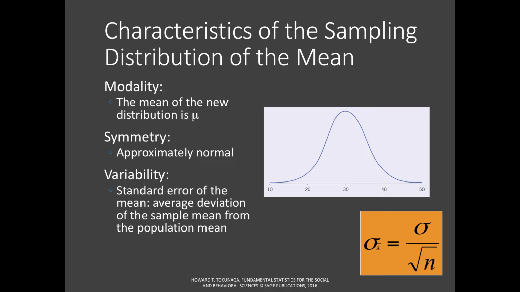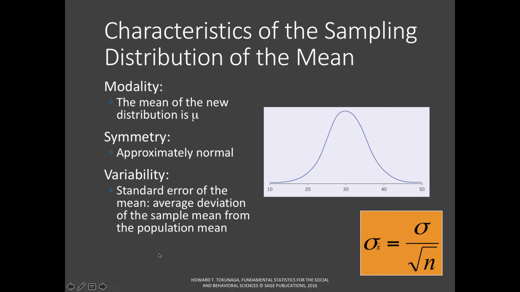So some characteristics of sampling a distribution of the mean. The mean of a distribution is the funky looking U symbol, so this middle point. Symmetry is approximately normal, which means that both sides look pretty much the same. If you cut the middle here and flip them on top of each other like a hot dog roll, I don't know why I thought of that, but that's what came to mind, they would match up. Then the variability is the standard error of the mean.